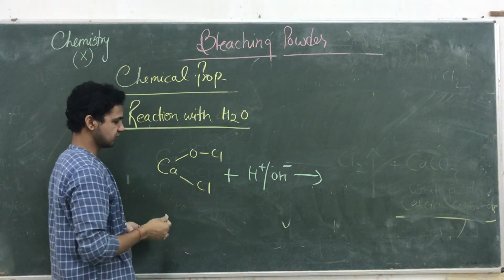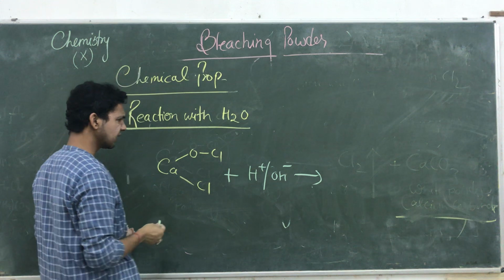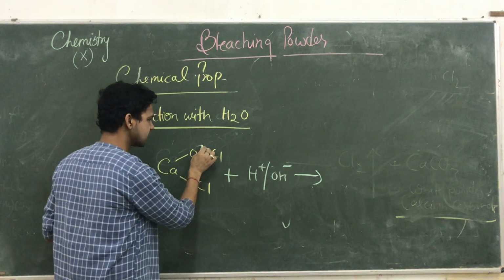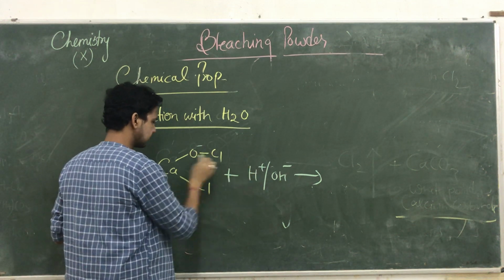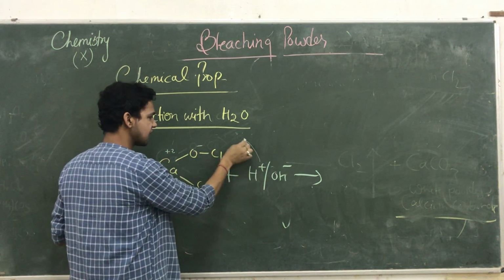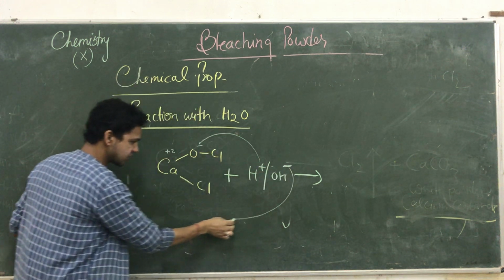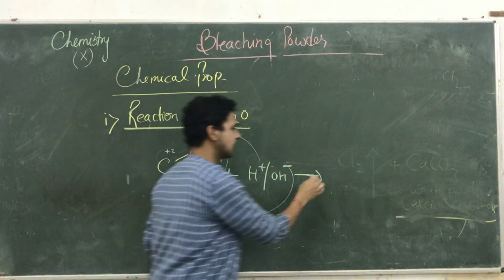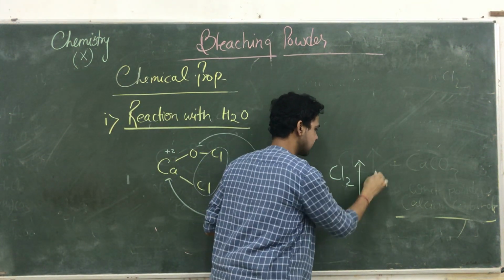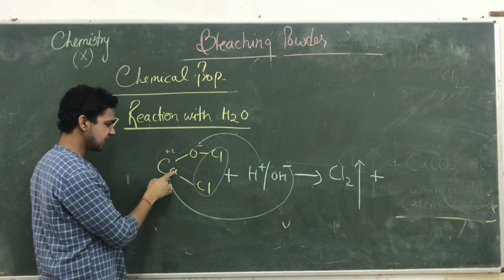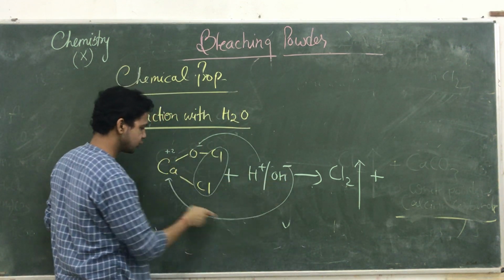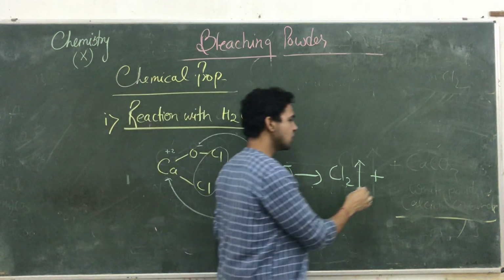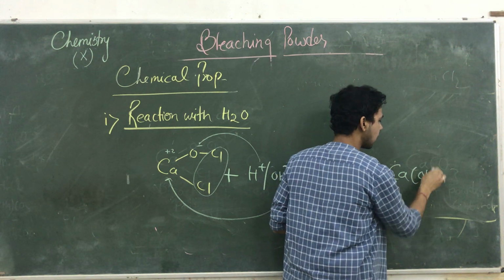So see guys, what happened here? Generally when it reacts with water, O is negative. Calcium is 2 positive. So this H reacted with this O and this OH reacted with this calcium. Which gas will come out? The same Cl2, liberating a gas that is Cl2. Now what is left? H joined with CaO and this OH also joined. How many OH are there here? One OH, another OH. So it gives Ca(OH) twice.